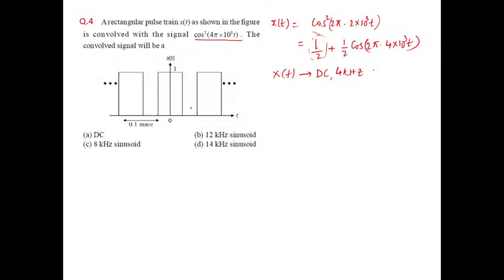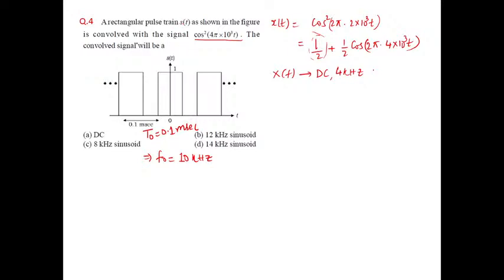I think there is something missing in this question. Anyway, let's see. Now, what is the time period T0? T0 is equal to 0.1 millisecond. So, what will be F0? F0 will be equal to 10 kilohertz. Okay, that's fine. We don't need any other information.